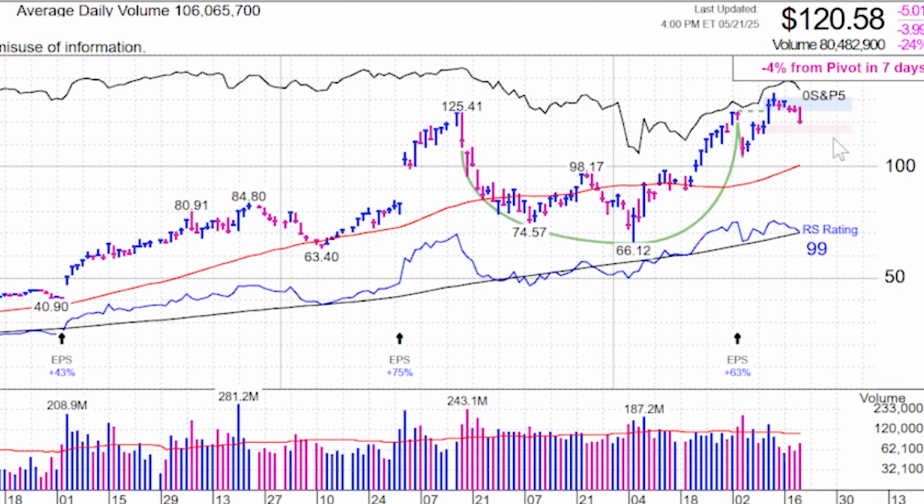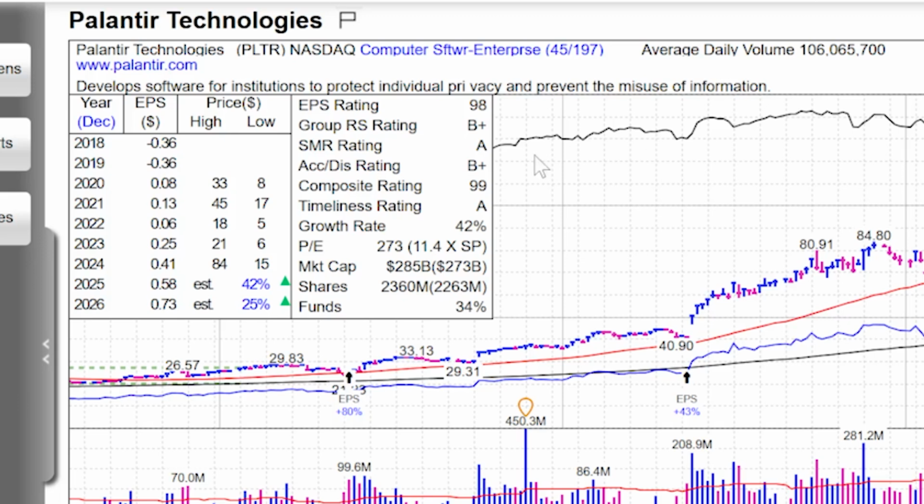Now, most of the rest of the information on this chart is actually related to fundamentals, not technical analysis. So here we can see earnings per share over a number of years for Palantir. We can also see this earnings per share rating. This is compared to, again, other stocks in the S&P 500, and it's based on EPS growth. We can look at the relative strength rating of the group that Palantir is in. This is computer software enterprise. We can see that industry is actually 45th out of 197 industries that MarketSurge ranks for the US market.